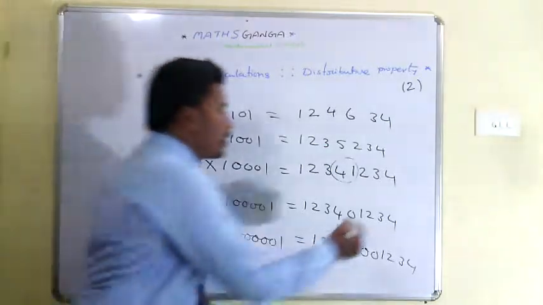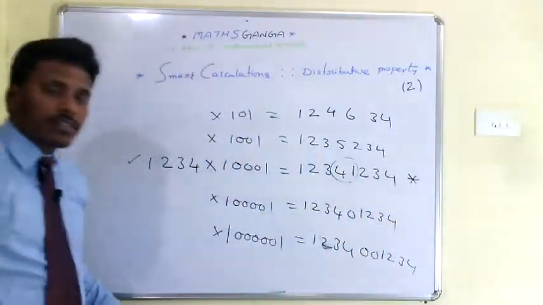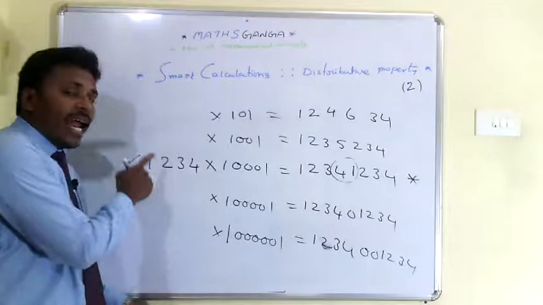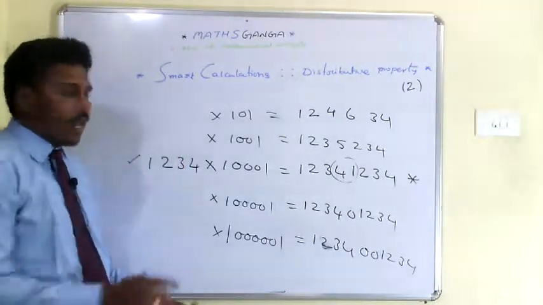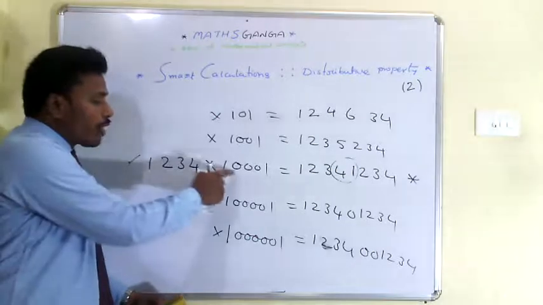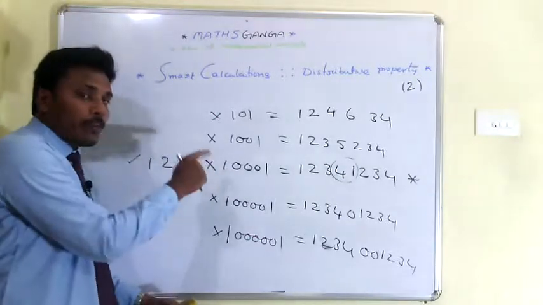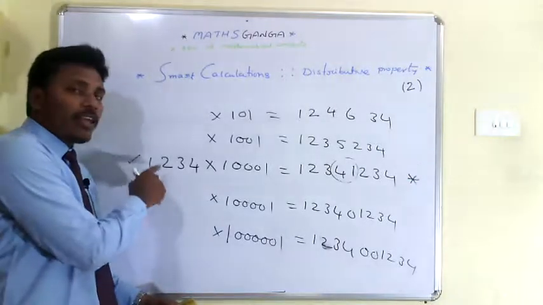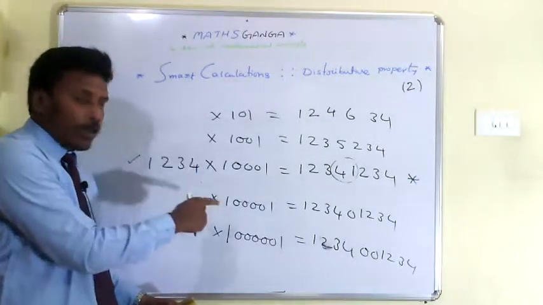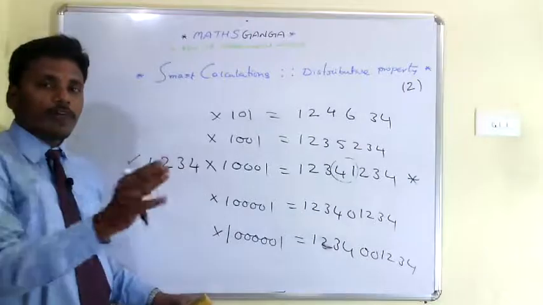Our concentration is basically on this number. What is this number? Multiplying an n-digit number with the number 10 power n plus 1. Like this is a 4 digit number, so we multiply with 10 power 4 plus 1. That means 10,001. So if you multiply a 4 digit number with 10,001, the result is like this: 1, 2, 3, 4, 1, 2, 3, 4.